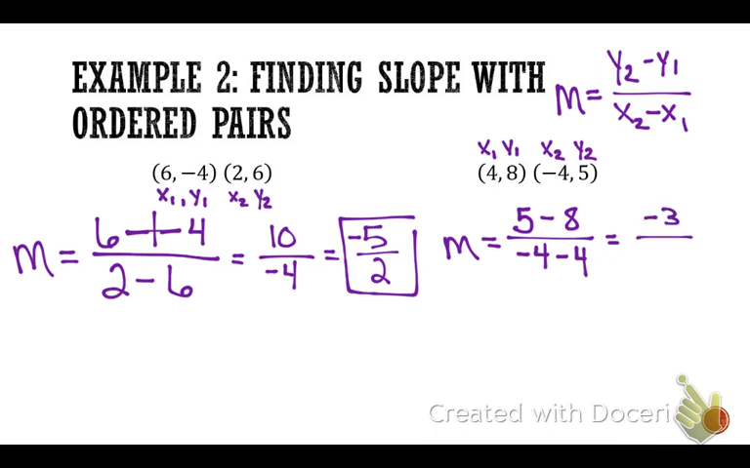Negative 3. Negative 4 minus 4? Negative 8. What happens when I have a negative divided by a negative? Not a double negative. This is not double. But dividing two negatives is a positive answer.